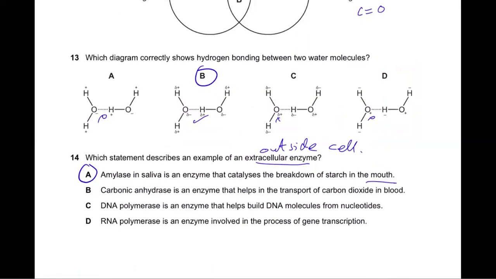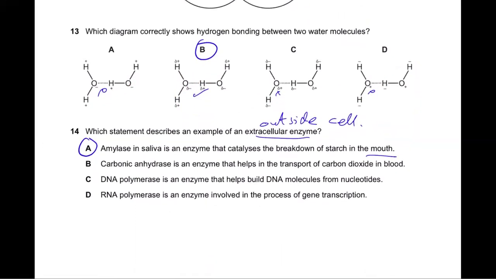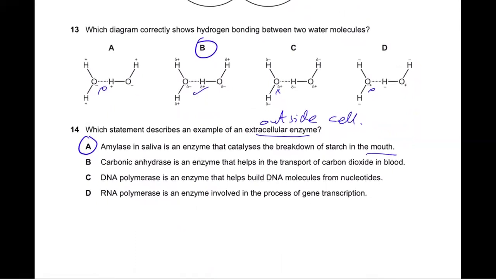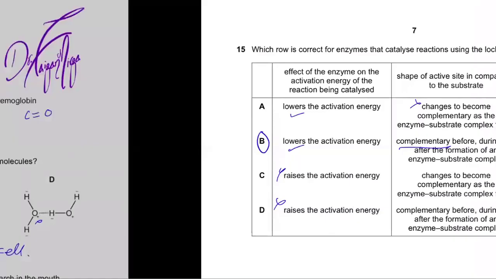Which diagram correctly shows hydrogen bonding between two water molecules? So we know that the hydrogen bonding should always be there between oxygen and hydrogen, and they both should be sharing a partial charge, in which the partial negative charge should be on oxygen and the partial positive charge should be on hydrogen. Otherwise, all other options are incorrect. Question 14. Which statement describes an example of an extracellular enzyme? It is the enzyme which is released outside the cell. So other than A, there can be no other answer because all these enzymes, they work within the cell.